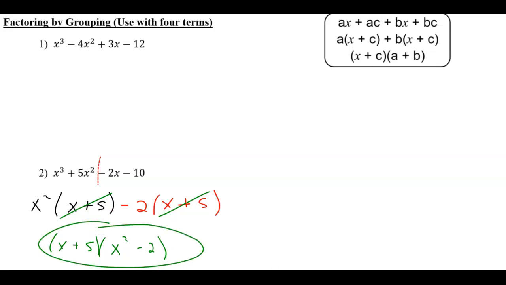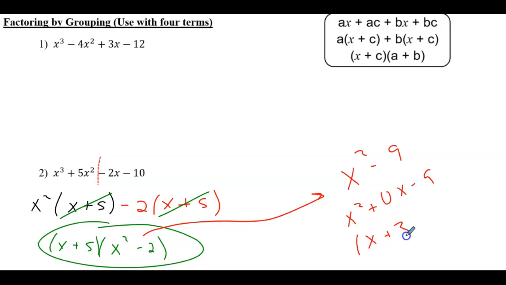The only way that this would break apart is if that had been a perfect square. So for example, if this was x squared minus 9, and we know that 9 is a perfect square. Just like I talked about before, that could be thought of as x squared plus 0x minus 9, which we know the factors of negative 9 that add up to 0 are 3 and negative 3. So that only breaks apart if that constant number is a perfect square, like 4, 9, 16, 25. Otherwise, that's our final answer right there.